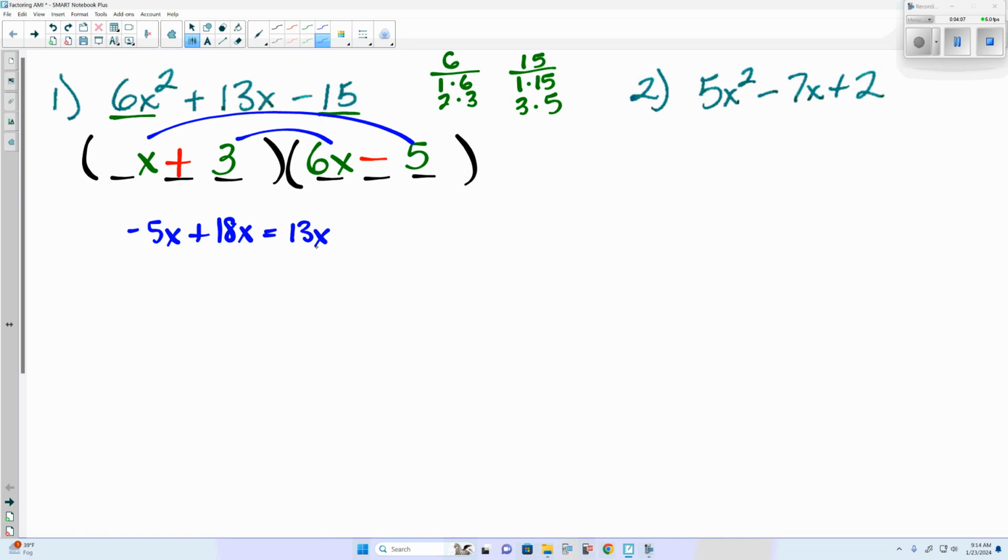If it's not the middle term we wanted, we can start off by switching the 5 and 3 and trying it again. And if that doesn't work, then we can try a different factor of 15. If those don't work in either set, then we switch the factors of 6. If we do get the correct number but wrong sign, change the sign, and that should get you what you need. So that's it there. Questions on number 1?